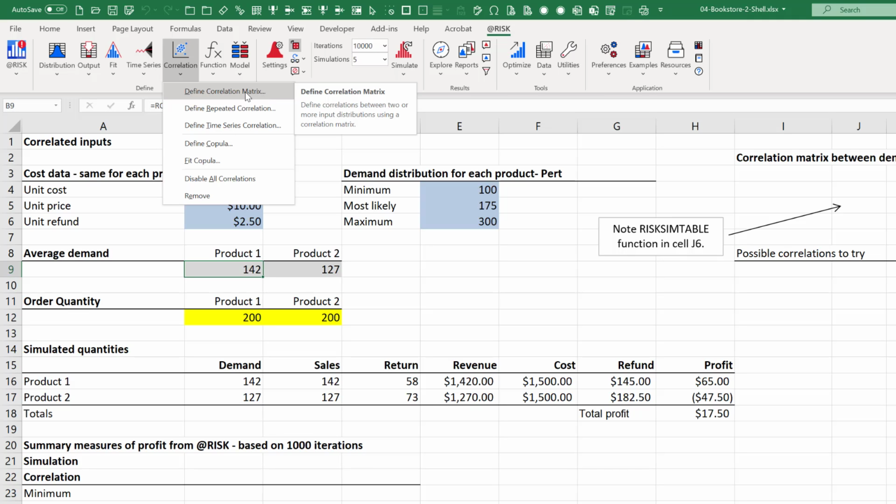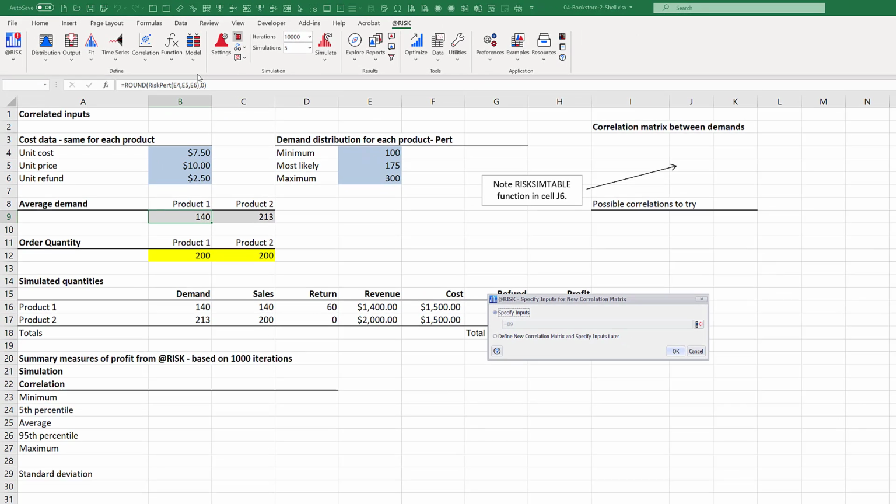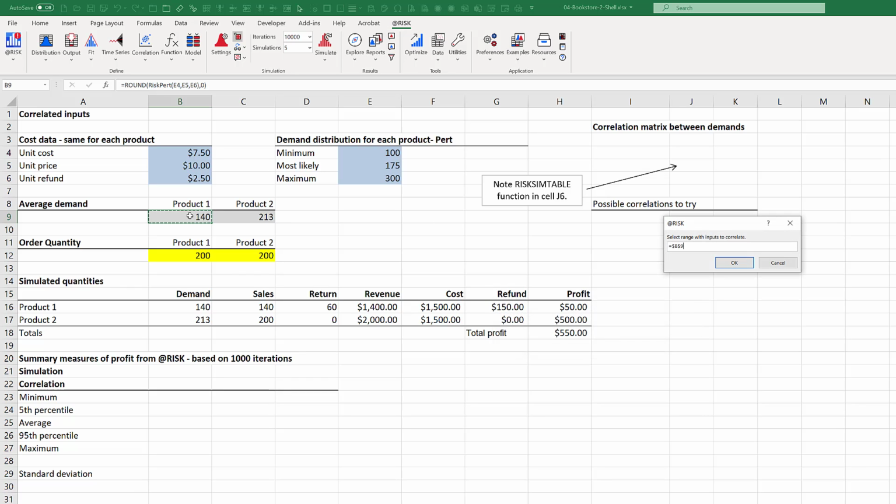So let's do define correlation matrix. And then you need to specify which input variables you want to define the correlation for. So you can have any number. So if you have 10 products, you'll have 10 input cells, and you'll have a 10 by 10 correlation matrix.